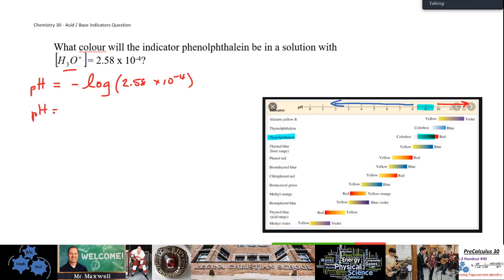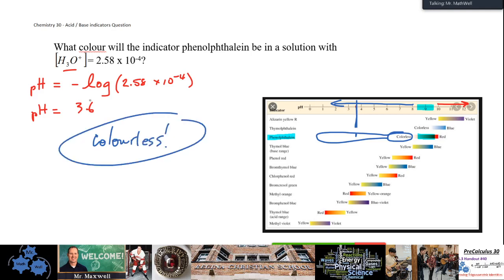So pH is 3.6. What you do is you look over here, where's 3.6, right about here? Obviously for phenolphthalein, at 3.6 we are on the colorless side. So what color will the phenolphthalein be? It'll be colorless. That's your answer and there's your work. So if you have a question like this, find the pH, then check the pH ranges.